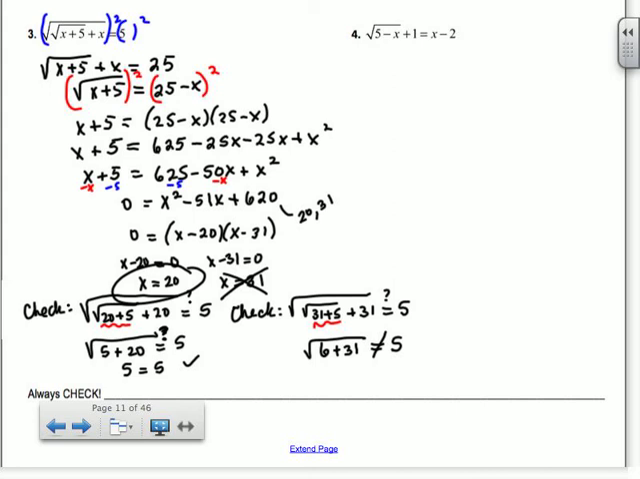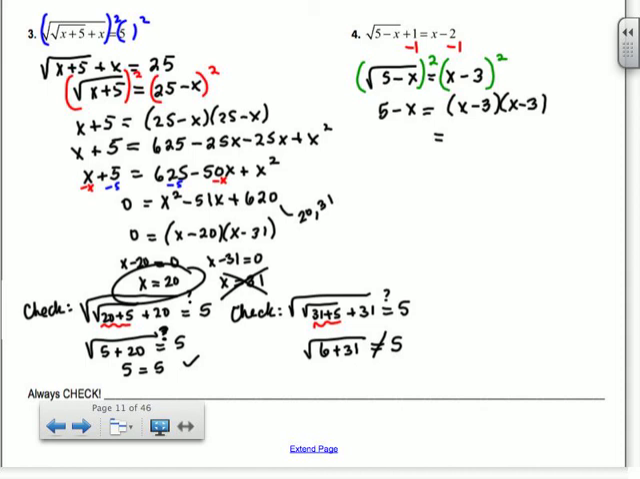All right, number 4. So we need to isolate, so I need to subtract the 1. So I'm going to have the square root of 5 minus x equals x minus 3. So I've isolated my root, so now I can square. So I get 5 minus x equals, I need to write it as x minus 3 times x minus 3. So I get x squared. My outer is negative 3x. My inner is negative 3x. My last is plus 9, right? You guys all remember that, right?